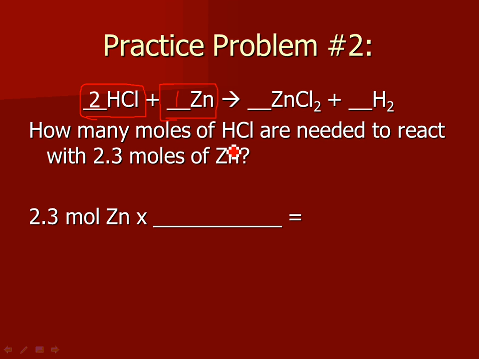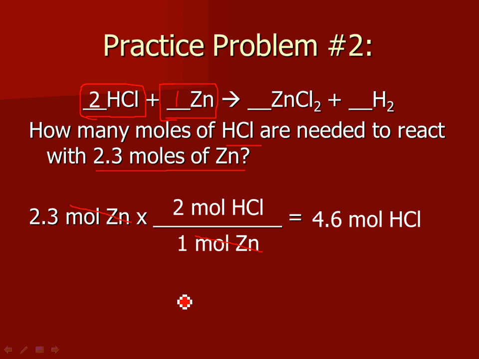So how many moles of hydrochloric acid are needed to react with 2.3 moles of zinc? We have 2.3 moles of zinc. We want the units of moles of zinc to cancel. So the mole-to-mole ratio for zinc is on the bottom, right? 1. And then we want to get to the hydrochloric acid. 2 moles of hydrochloric acid are needed with every 1 mole of zinc. So 2.3 times 2 gives us 4.6 moles of hydrochloric acid. So we need 4.6 moles of hydrochloric acid if we have 2.3 moles of zinc, so that we use all of the reactants.